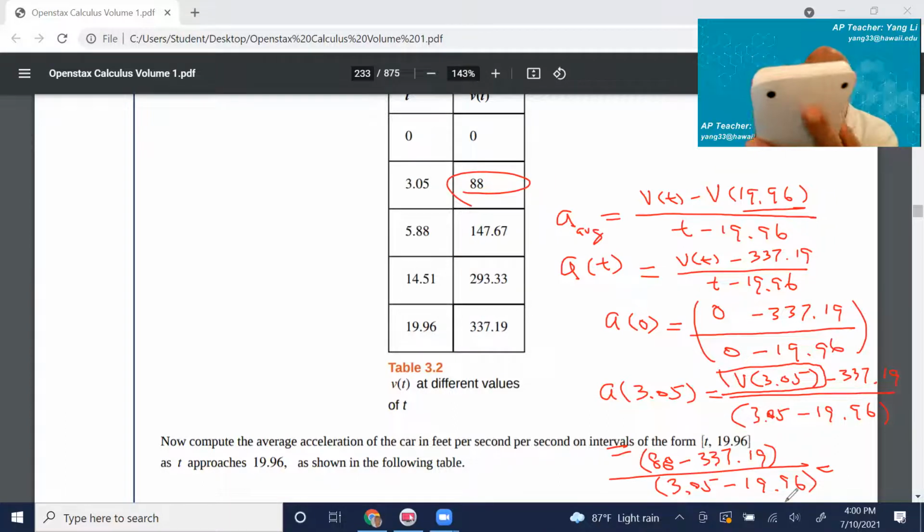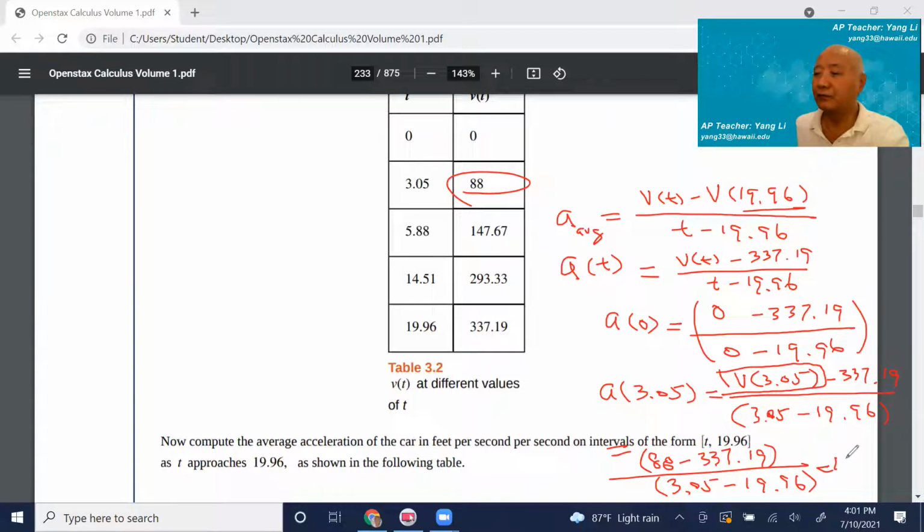Put parentheses there first, okay? Because the graphing calculator is programmed with order of operations, right? So you're going to put 88, parentheses, minus 337.19. And then we divide it by 3.05. But don't forget to put parentheses at the bottom also: 3.05 minus 19.96, closing.